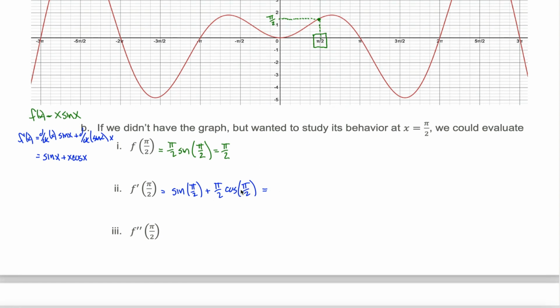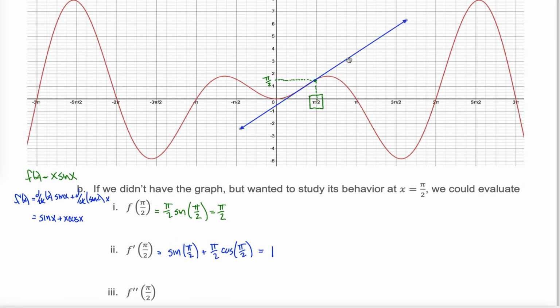The cosine of pi over 2 is just equal to 0. So my second term here is just going to be equal to 0. So the entire thing is just going to be equal to the first term, the sine of pi over 2, which is equal to 1. What I'm saying is f prime of pi over 2 is just equal to 1. What does that mean? It means if I were to draw the tangent line to this curve at this point, that line would have a slope of 1, which is what this line in blue appears to have.